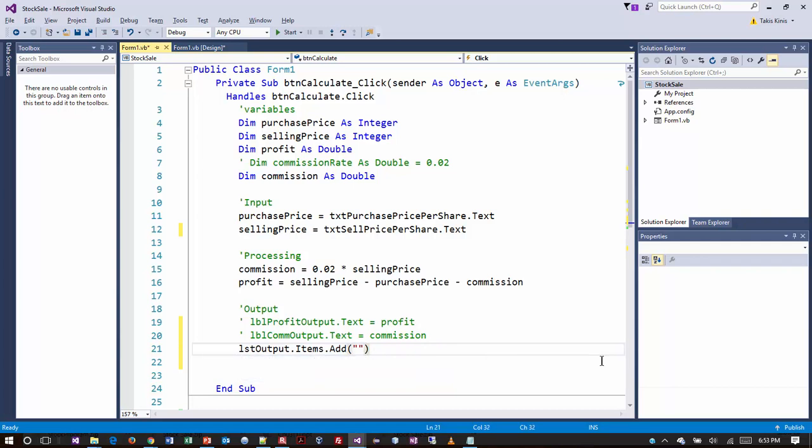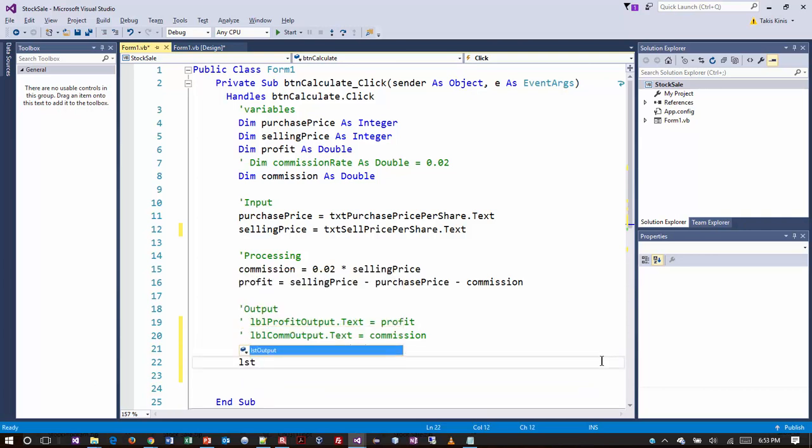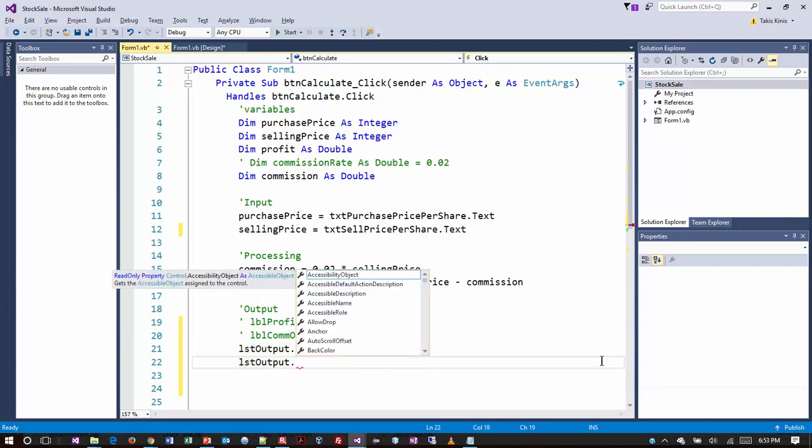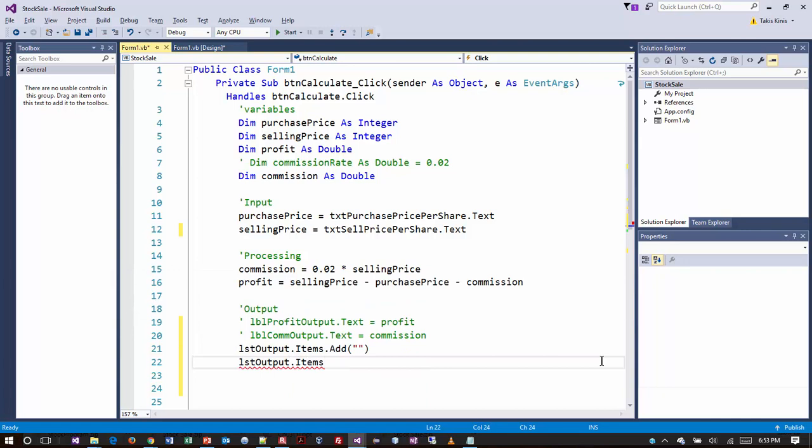And then every time I want to add a line of text to it, I would just repeat that process. I'll just say list output, and I keep hitting enter instead of tab. I should hit tab. Items tab dot add tab parentheses. Now it wants to have something going in there. It doesn't like it to be empty. So for right now, I'm just putting in empty parentheses. But I do know that I am going to be putting in profit eventually and commission somehow, probably intermingled with a bunch of words.